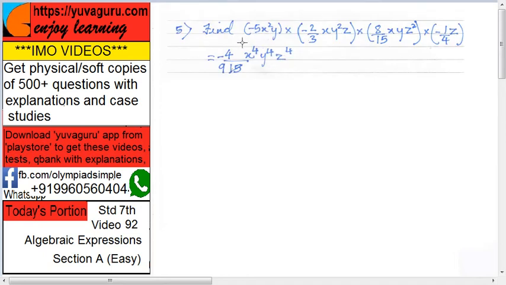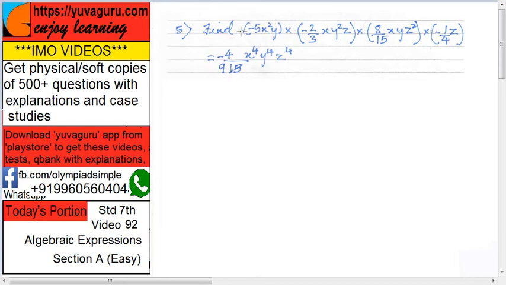Next, find, or you can call it solve or simplify, anything. Minus 5x²y into minus 2/3 x²yz into 8/15 xyz² into minus 1z upon 4, or directly minus z upon 4. Now there is a multiplication sign in between. Okay, so you can directly multiply each other.